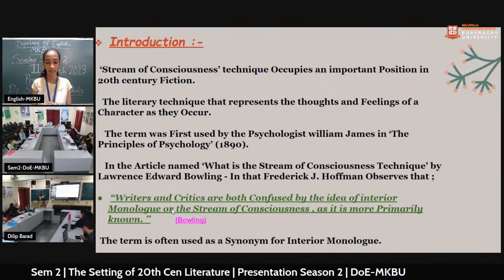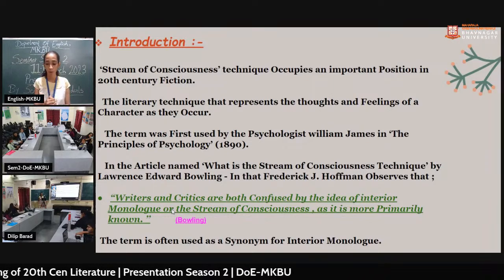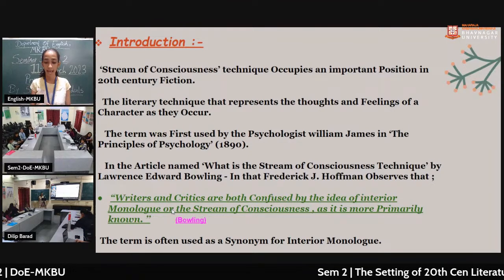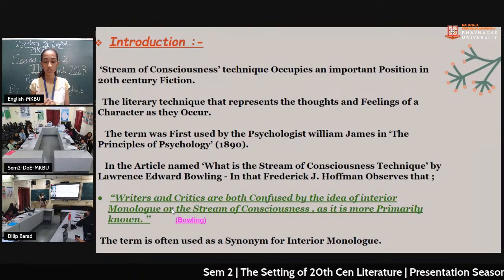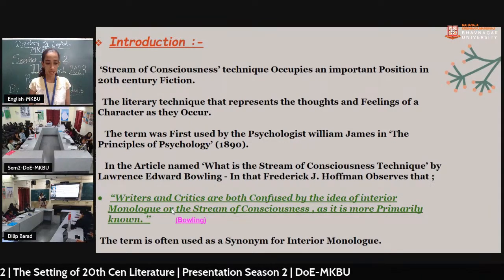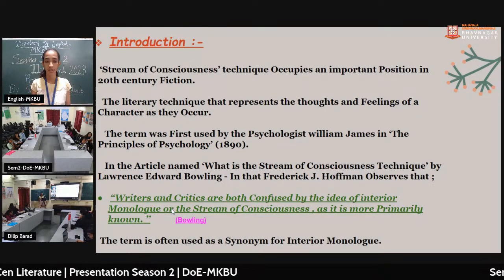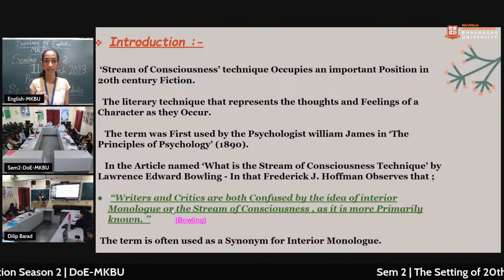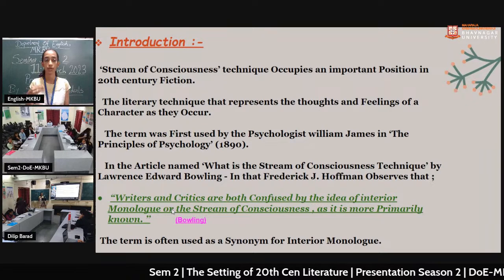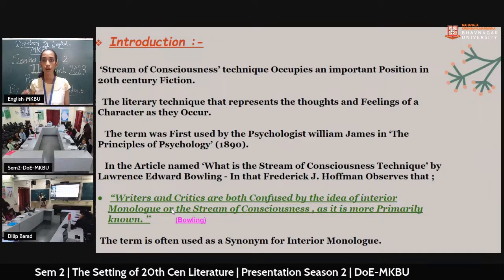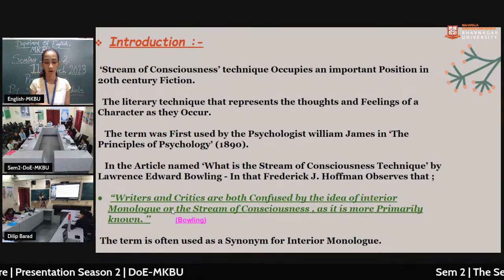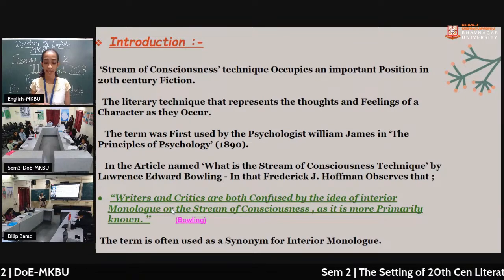In the article named What is the Stream of Consciousness Technique by Lawrence Edward Bowling, Frederick J. Hoffman observed that writers and critics are both confused by the idea of interior monologue, or the stream of consciousness as it is more primarily known. The stream of consciousness is a new narrative technique which plays a very important role in 20th century literature. It depicts the character's thought process through their minds in a very realistic way.